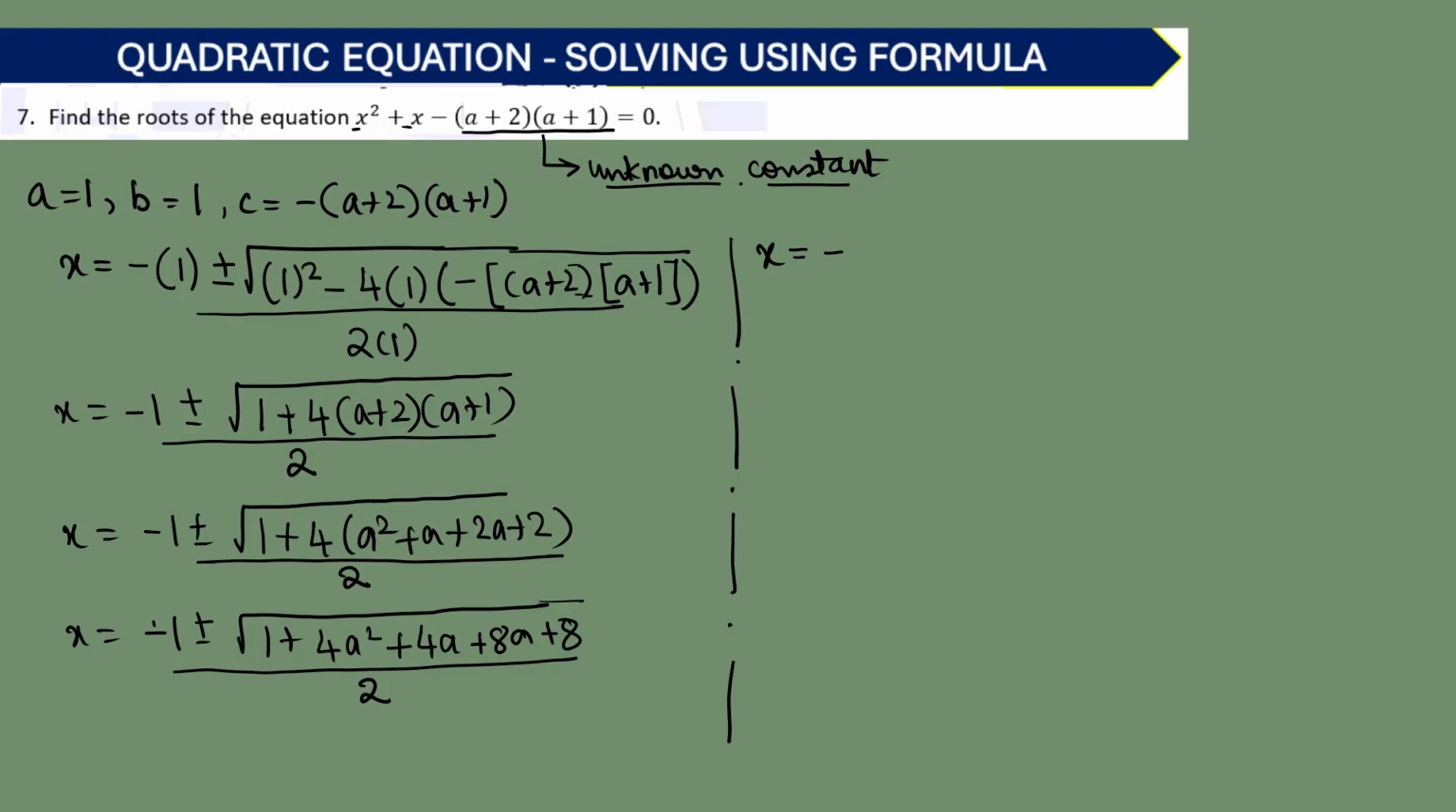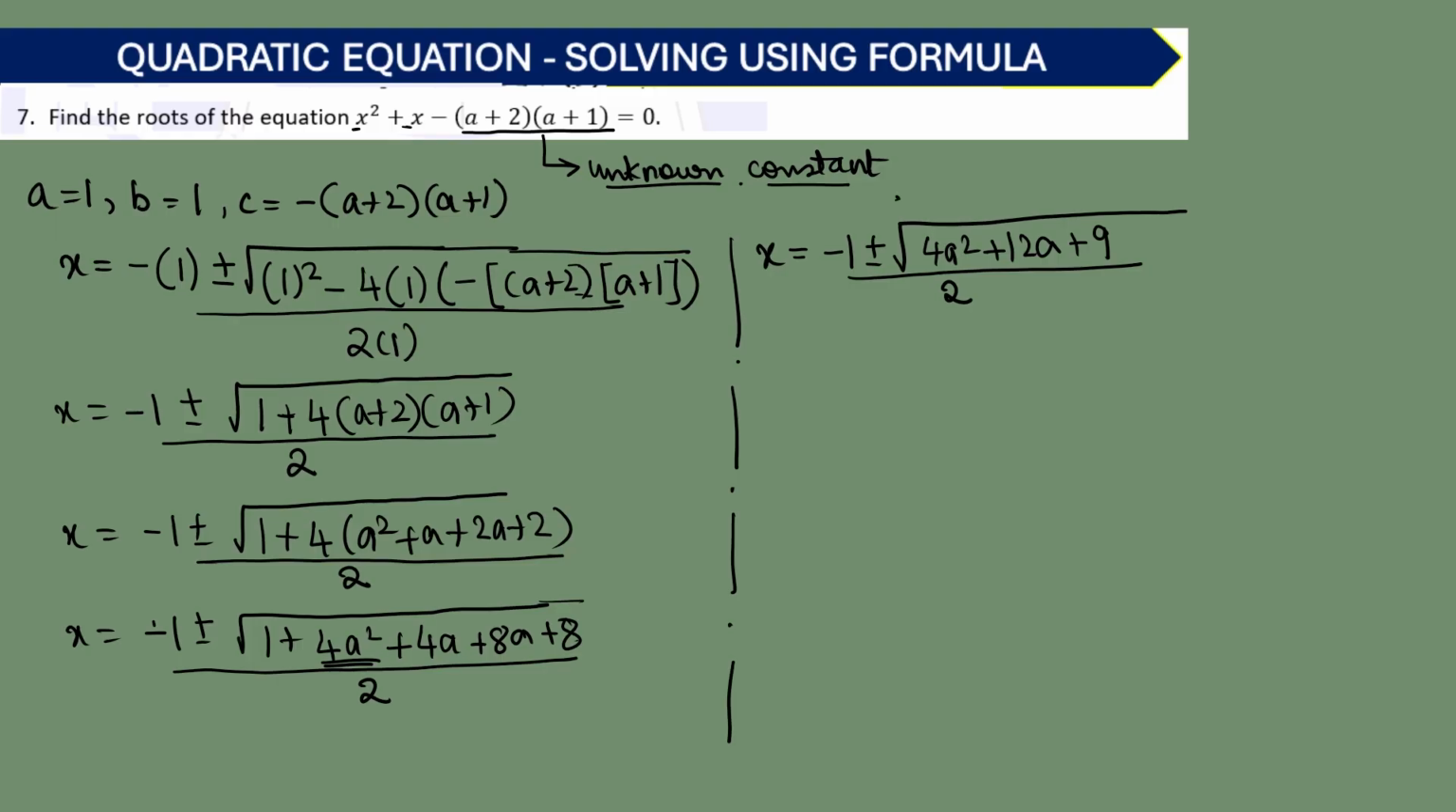So x is equal to minus 1 plus minus under root of 4a square. I am writing it in standard form. 4a square plus 12a, because 4a plus 8a is 12a and 8 plus 1 is 9, upon 2. Now let us try to solve this part.